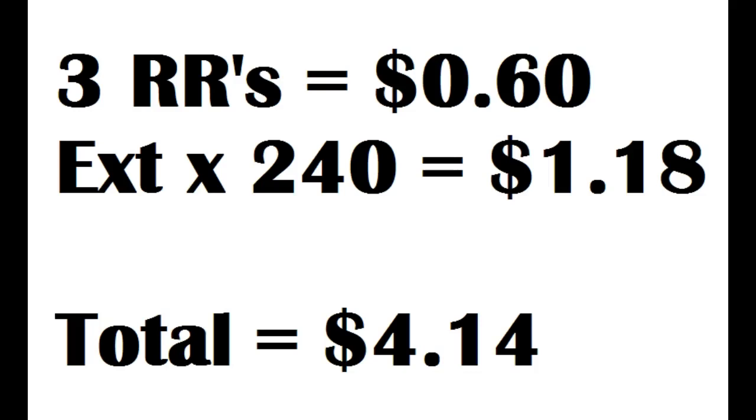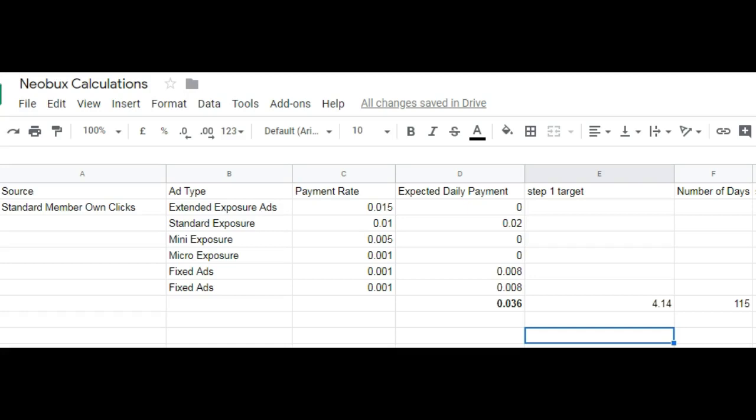So we've got 3 rented referrals. It's going to cost you 60 cents each time you add 3 rented referrals to your account. And you also need to take into account the cost of extending by 240 days, which is $1.18 whenever you first start off using Neobux. So that means it costs you a total of $4.14 to have 3 rented referrals extended for 240 days each.